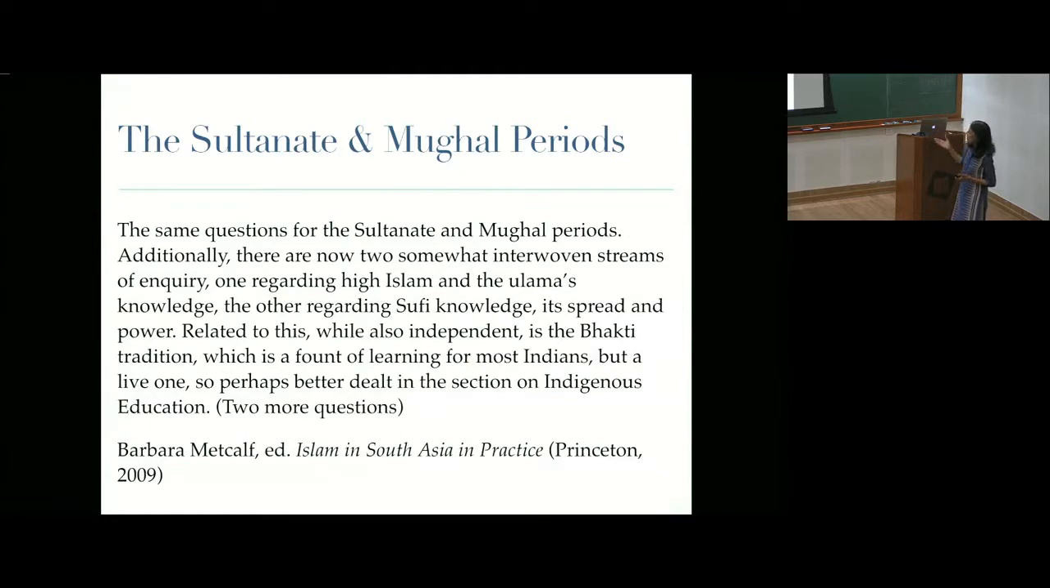And then you have the other kind of knowledge, which is parallel to it, but completely separate and not cross-cutting it, not even sometimes being acknowledged by it, which is that of Sufi knowledge. And that is an extremely powerful, dominant trend on the subcontinent. So these are two more questions.